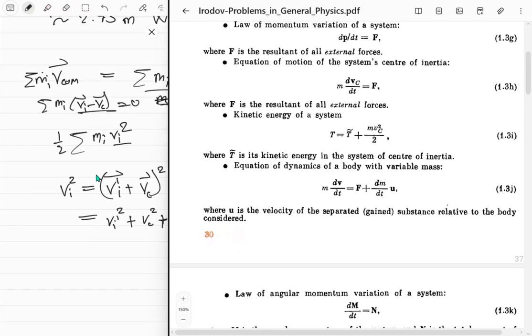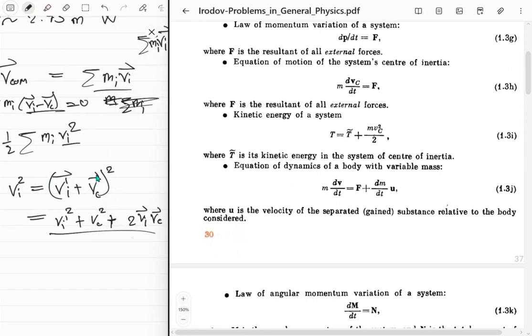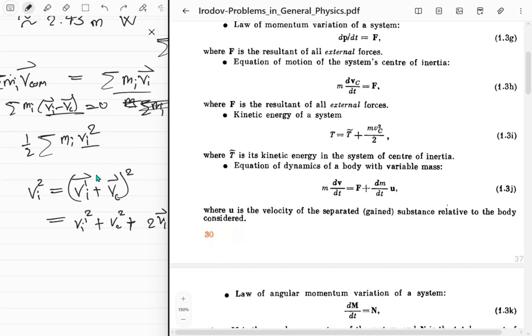Then you can just replace this v vector square by this thing, right? So summation of this thing, of course, times mi. Let this be half summation of mi vi dash square, which is basically the kinetic energy in the frame of reference of this guy, of the center of mass.